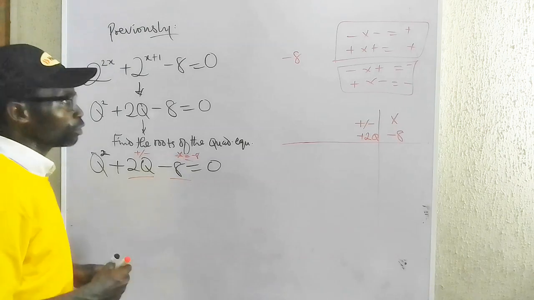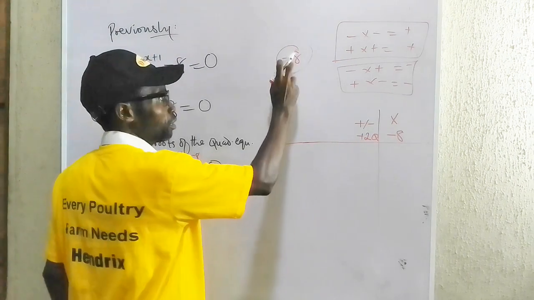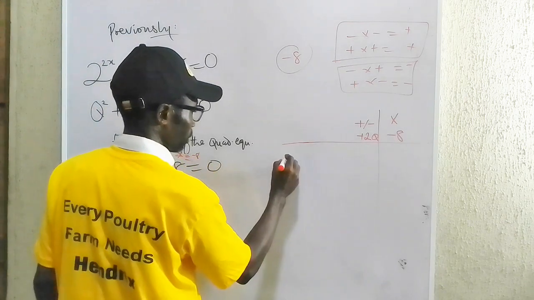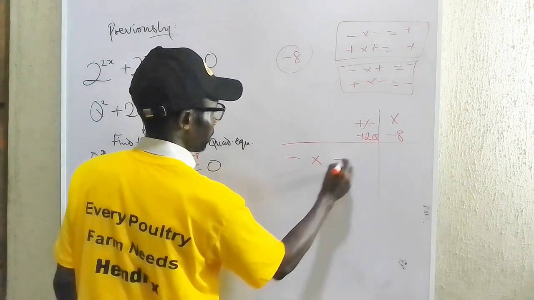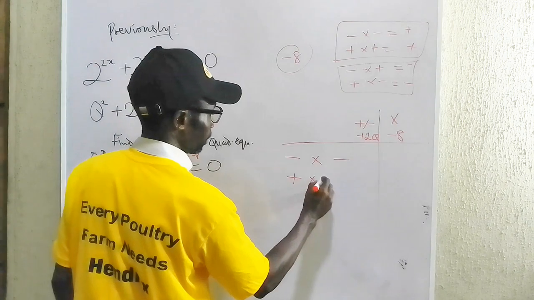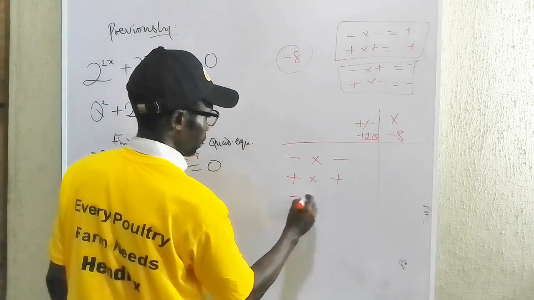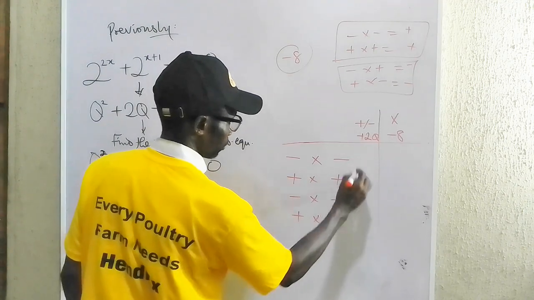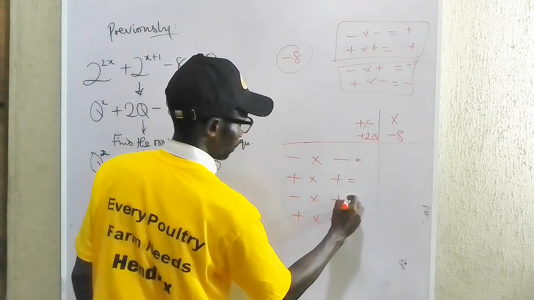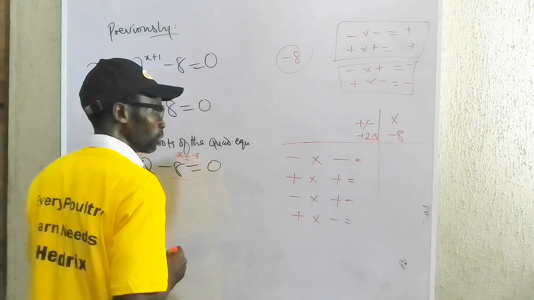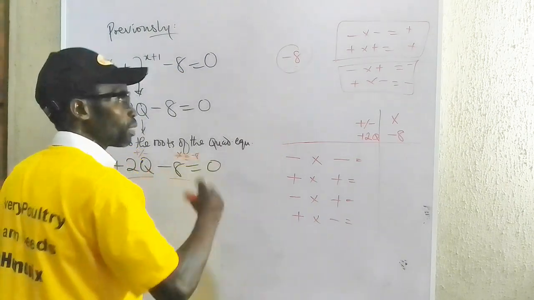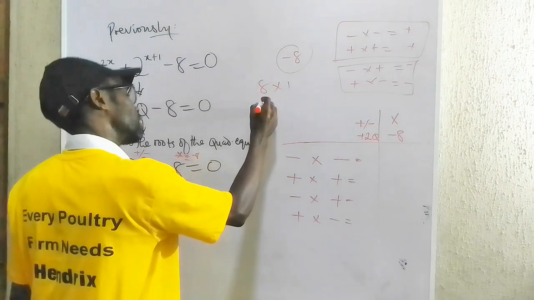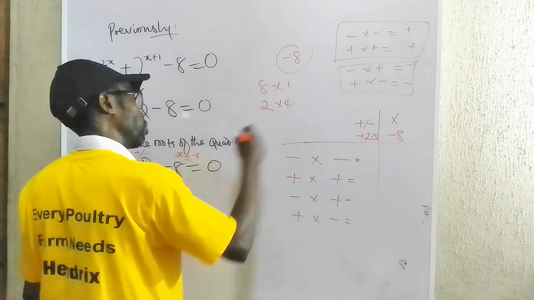Now, how do we derive the numbers that will give us minus 8? Now let's put these values here. Minus times minus, plus times plus, minus times plus, plus times minus. Now let's see. What are the two numbers that you will multiply to give you 8? You see that it's 8 times 1, or it's 2 times 4.